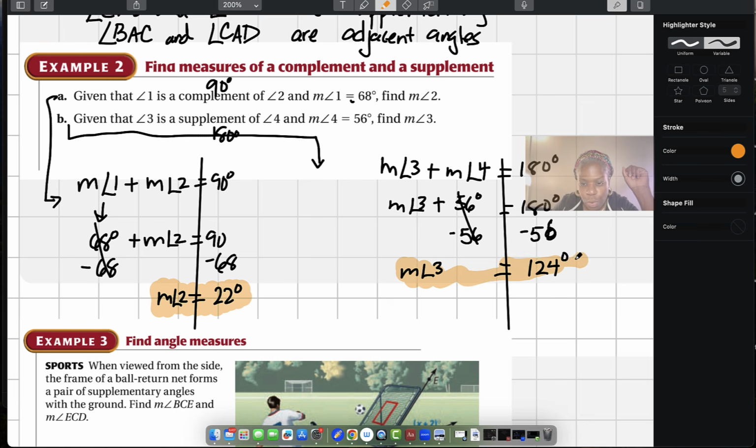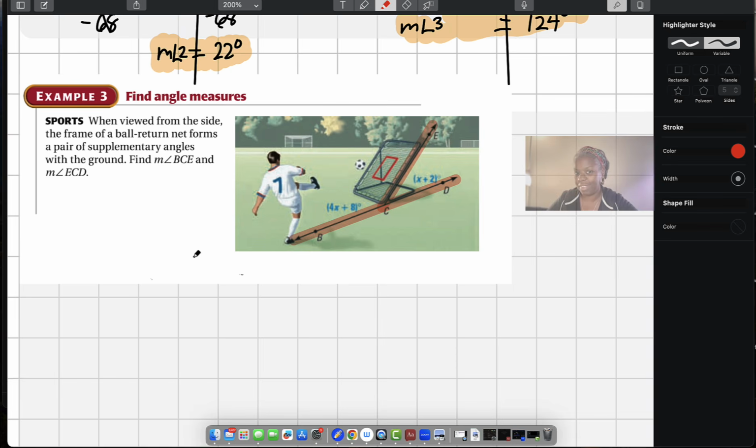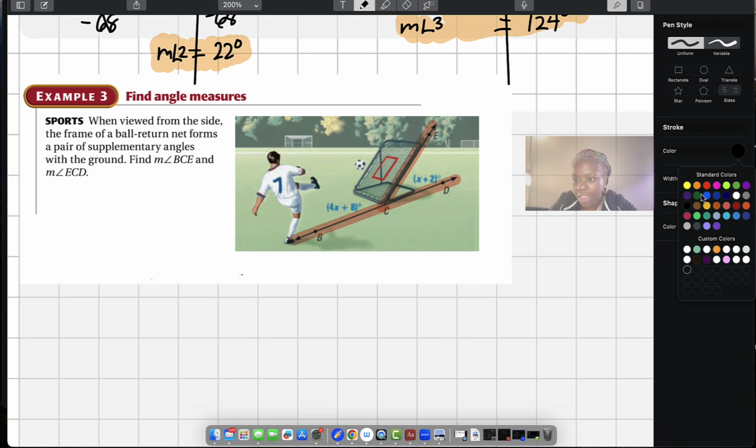So when we're looking for complementary and supplementary angles, we need to make sure we remember what those words refer to and what they should add up to. Here in example 3, we're going to talk about finding an angle measure. When viewed from the side, this ball return net forms supplementary angles with the ground. So we're going to find the measure of angle BCE and the measure of angle ECD given this information. I want you to look carefully at this. The first thing that we should observe is that these two angles are supplementary, and therefore we know that this angle plus this angle must add up to 180.